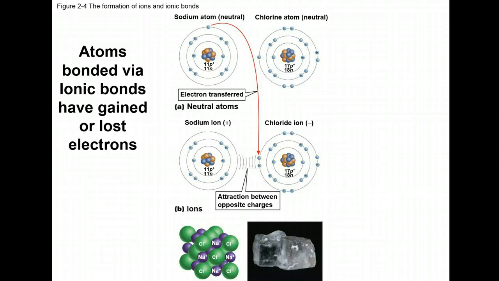Let's take a closer look at how ionic bonds form. Atoms bonded via ionic bonds have gained or lost electrons. Atoms that have lost or gained electrons, thereby altering the balance between protons and electrons, are charged. They are called ions. In ions, the number of protons and electrons are no longer the same, thus giving the ion a net positive or negative charge.